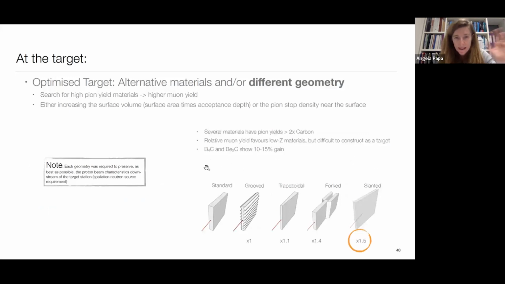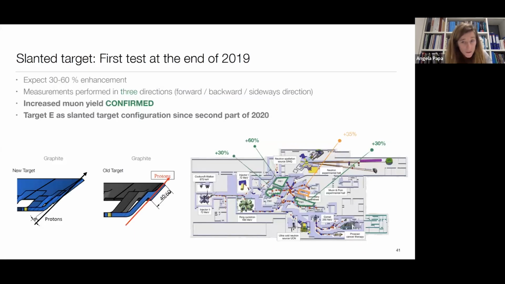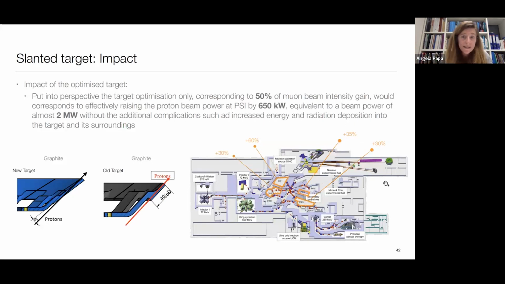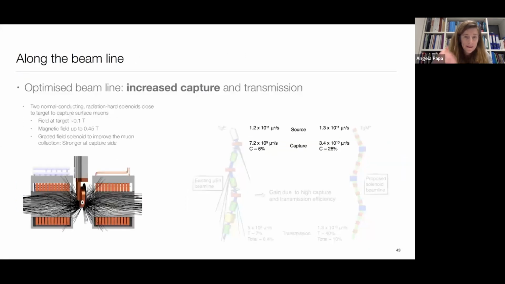We could improve a bit by changing to something like boron carbide, or a combination of carbon with beryllium, that would give 10–15%, but we stick with the carbon target, because what we found to be more generous in terms of improvement was a different geometry, where this lantern target was implemented and used, and proved to improve the yield by roughly 50%. For us that translated to the equivalent of an accelerator with a power of 2 megawatt instead of 1.4 megawatt. So an important step forward.